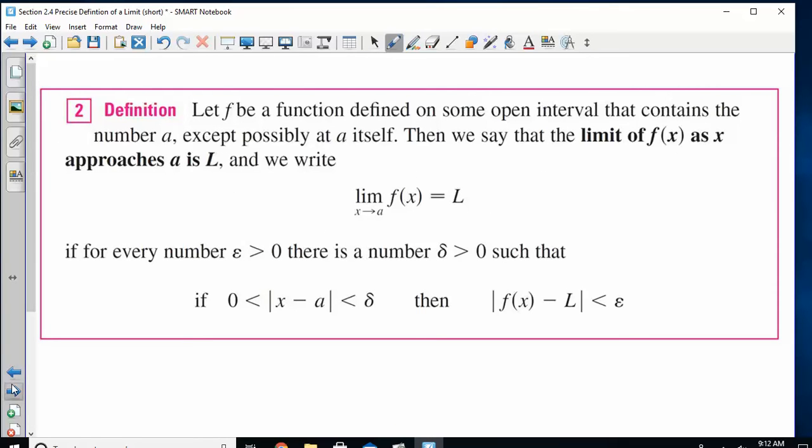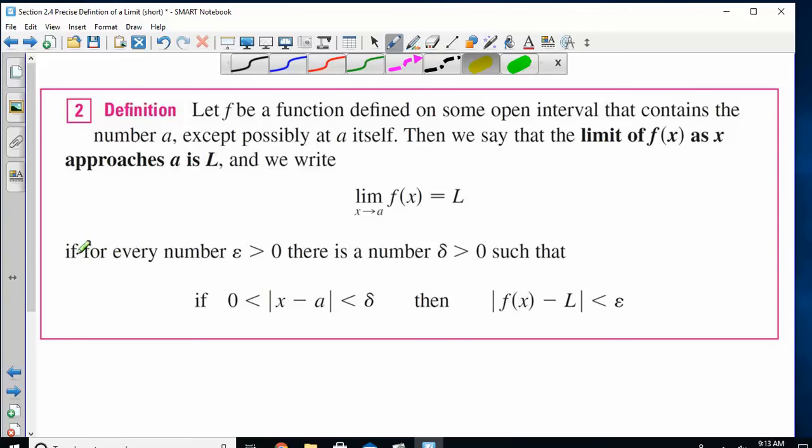So this is the formal definition of a limit. It tells us, let f be a function defined on some open interval that contains the number a, except possibly at a itself, because a limit doesn't care what happens at the point, just as you get close to it. Okay, we know this says the limit as x approaches a of f of x equals L. We've been evaluating those limits. What that means is if that limit is in fact true, this down here is what we are going to be using today.